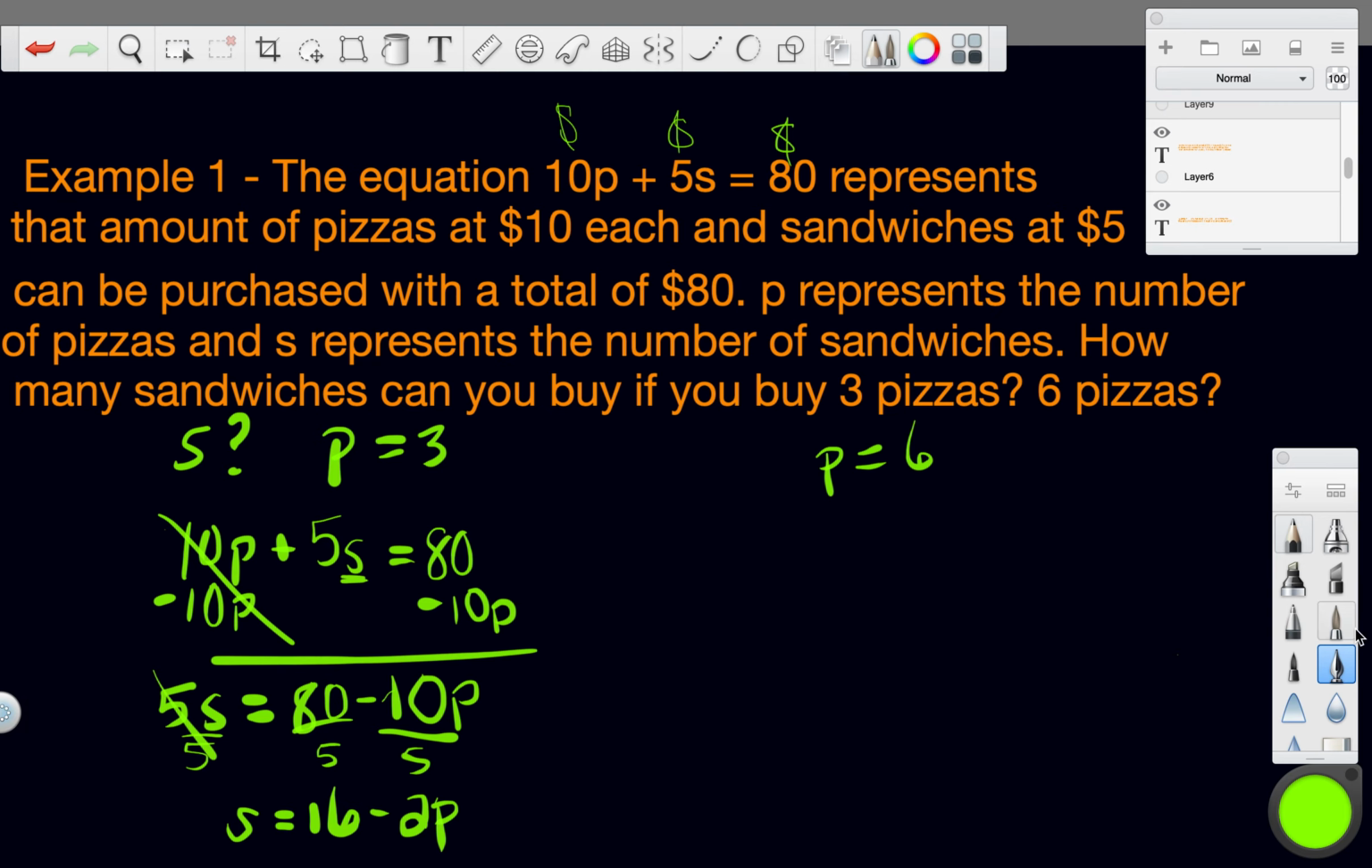Okay? So now that I have solved for s, the first thing I'm going to do is plug in 3 for p, because I want to know if we bought 3 pizzas, how many sandwiches can we buy with those original $80? So I'm going to come over here, and I have s equals 16 minus 2 times p, but in this case, I know p is 3. So the 16 I'm just going to bring down, and what is 2 times 3? Well, that's 6.